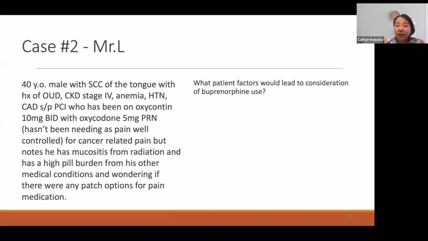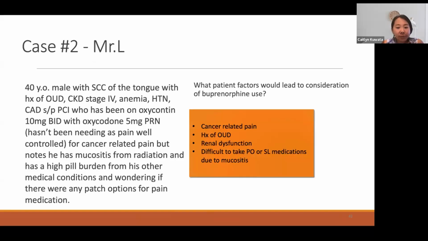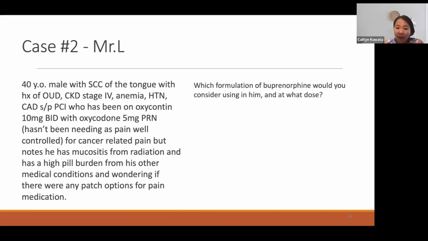So, what patient factors would lead to consideration of buprenorphine use for this patient? So, cancer-related pain or chronic pain. He has a history of opioid use disorder, renal dysfunction, and for him, because of his mucositis, it's hard for him to take PO or SL medications. So, knowing that, what formulation of buprenorphine would you consider using in him and at what dose?